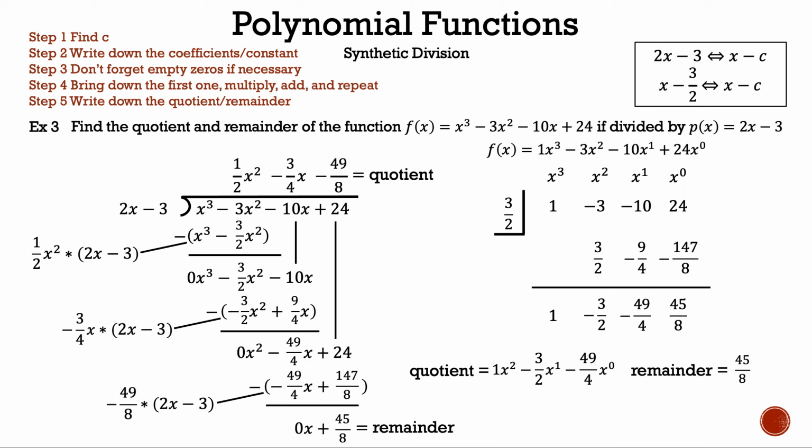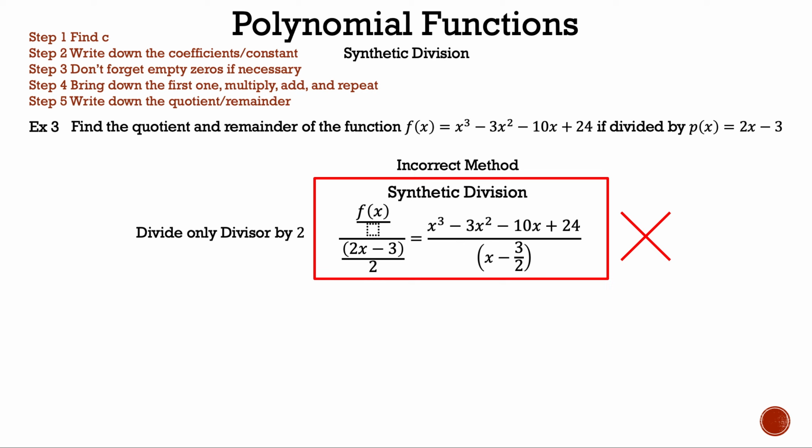So we have, for the quotient, 1x squared minus 3 over 2x to the power of 1 minus 49 over 4 x to the 0, and our remainder is 45 over 8. Do we think the quotient and the remainder match with the long division? That is correct, they do not. That is because the last number for our quotient should be minus 49 over 8, but we have minus 49 over 4. So, we made a mistake.